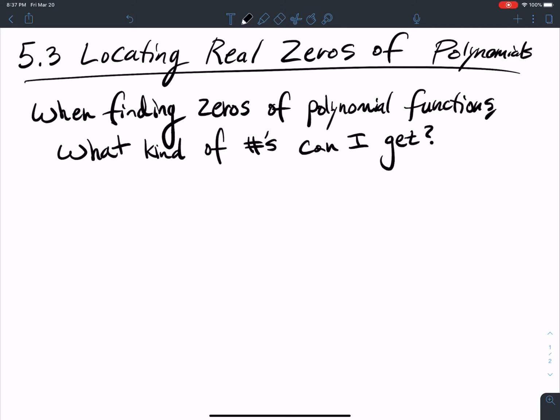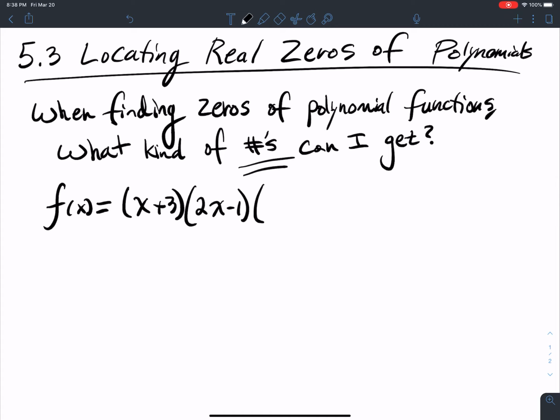All right, so 5.3, locating real zeros of polynomials. When finding zeros of polynomial functions, what kind of zeros can I get? Let me give you some function: f(x) = (x + 3)(2x - 1)(x + √2)(x - 2i)(x + 2i).